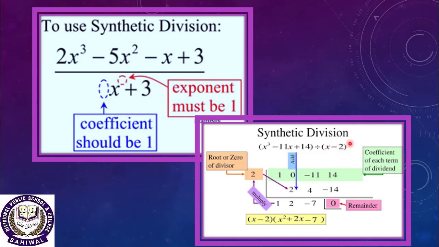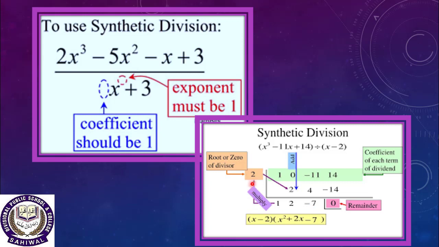We have to divide it by positive 2 on changing the sign of the constant term in the divisor. We bring down 1 as it is. Multiplying 2 with this 1, we get 2. Adding 2 and 0, we get 2. Multiplying 2 with this 2, we get 4. Adding this 4 and minus 11, we get minus 7.